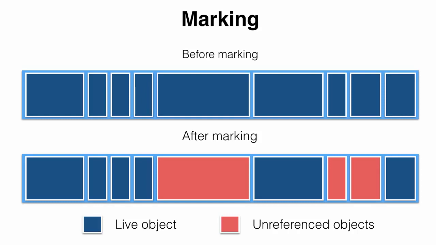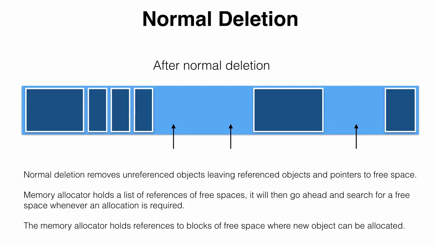So first, what the garbage collector actually does is look at the object stack to see which objects on the heap itself it can no longer find a reference to. All these objects are no longer in use, or they're unreferenced, and then it will mark those ones as unreferenced objects. And then comes another process called normal deletion. Normal deletion just removes unreferenced objects and frees them up, so we've got some free space.